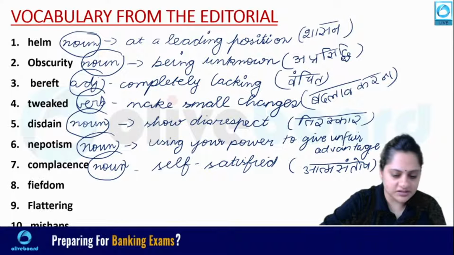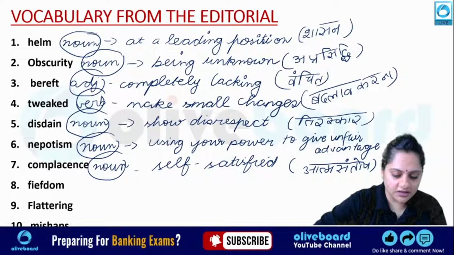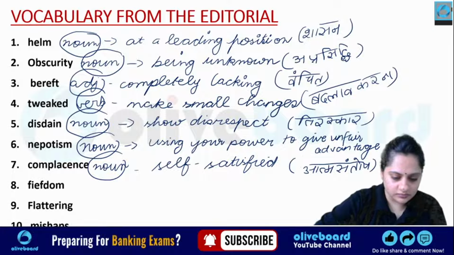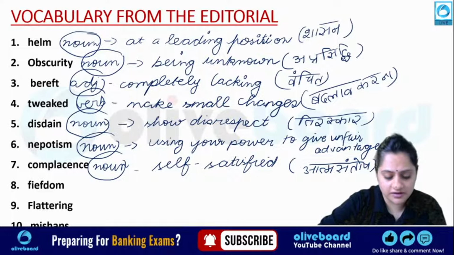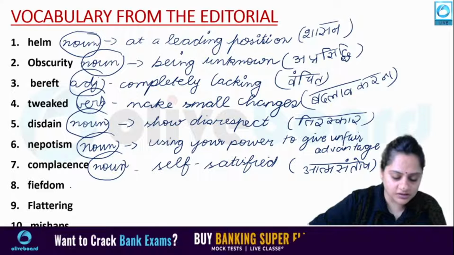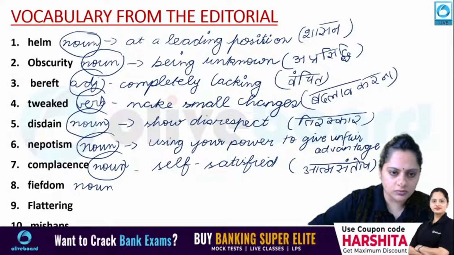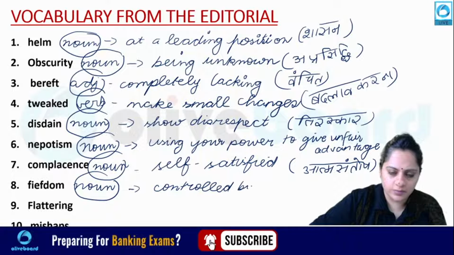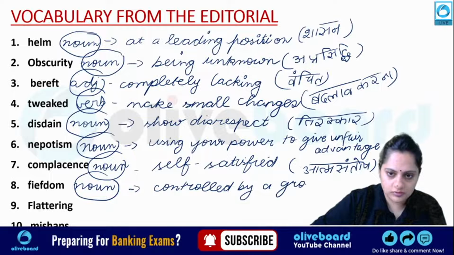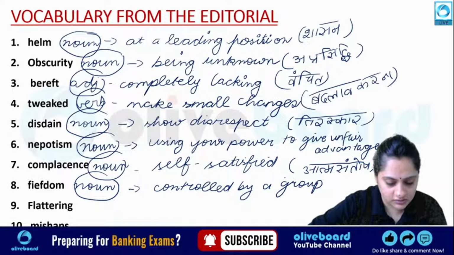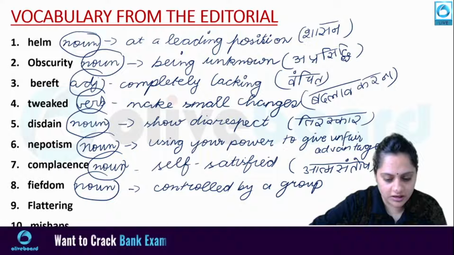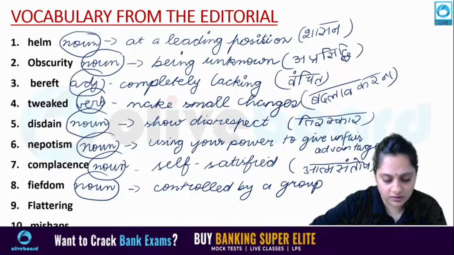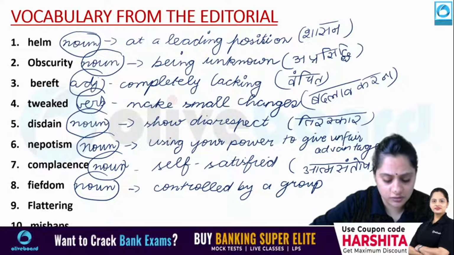Complacence. Now, fiefdom, we say kingdom, fiefdom. Fiefdom is a noun word, a territory run by one person, controlled by a group or by one person. Area or activity that is controlled by someone. Any area or activity that is controlled by one group or one person is called fiefdom.